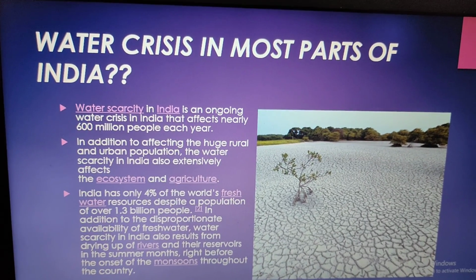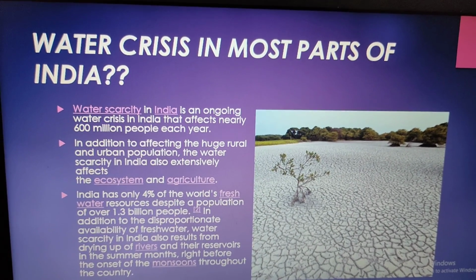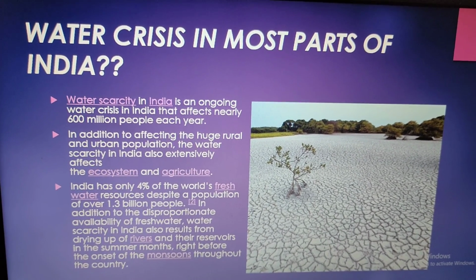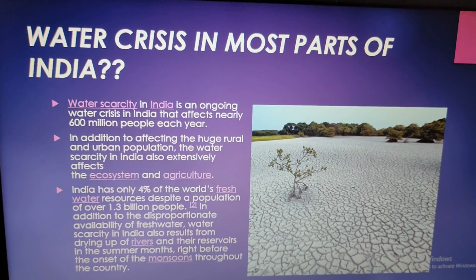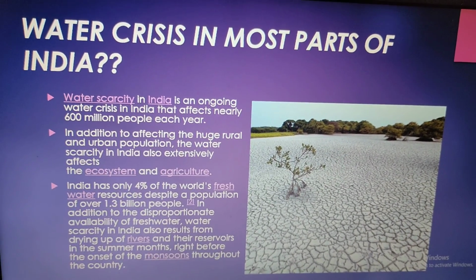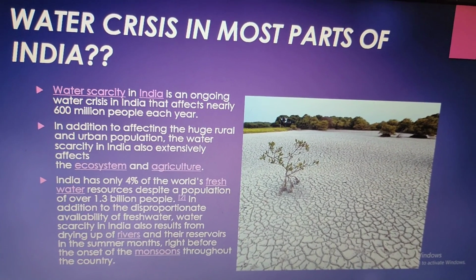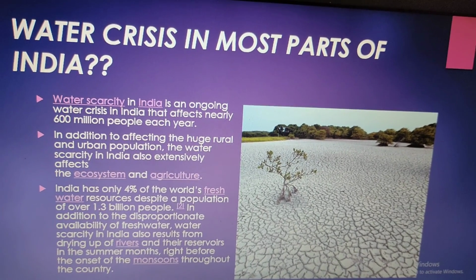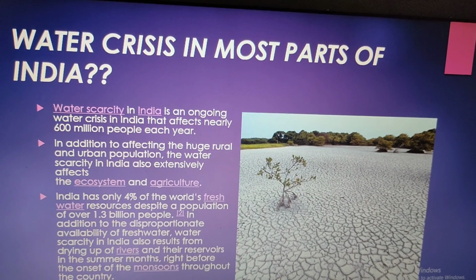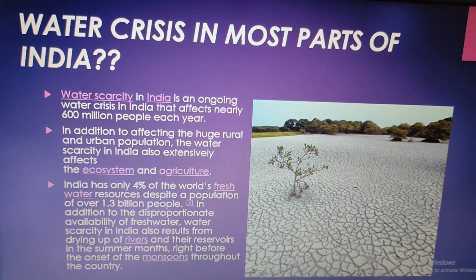In addition to the disproportionate availability of water, water scarcity in India also results from drying up of rivers and their reservoirs in the summer months, right before the onset of the monsoons throughout the country. Whatever our storage rivers and reservoirs are, due to extreme heat, due to the rise in global warming, due to the rising temperatures, these reservoirs, these rivers, whatever storage water is there, it starts drying up, and before the onset of the monsoon we are left with no water, right? Many of the states in India start facing drought-like problems every year.